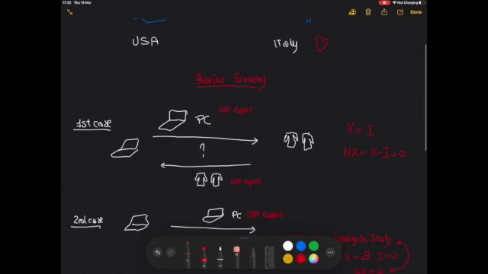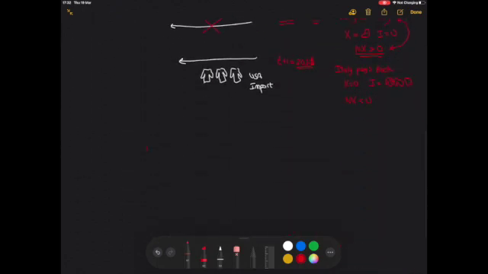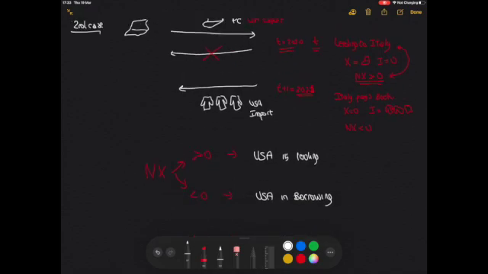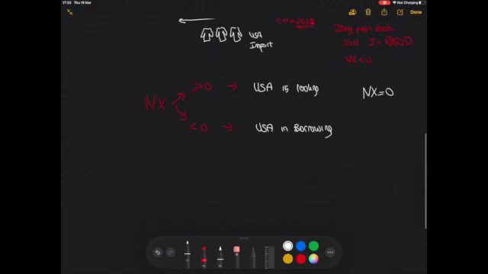So this barter economy allows us to build the intuition that net export being positive somehow is related with the fact that USA is lending. If net export conversely is negative, this is more related to the fact that the United States is actually borrowing. In this case, net export and import will cancel out, so net export after the 2 periods is going to be equal to 0. And this is what you should expect also in a richer economy.